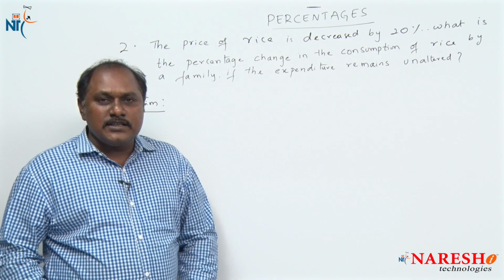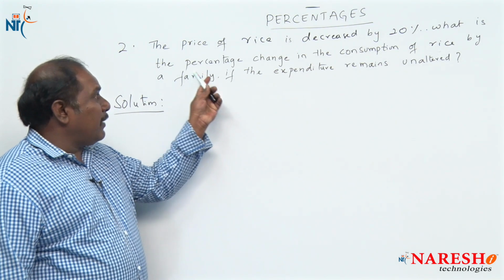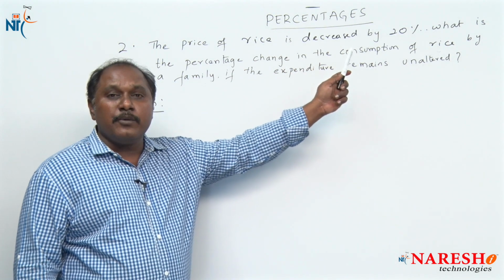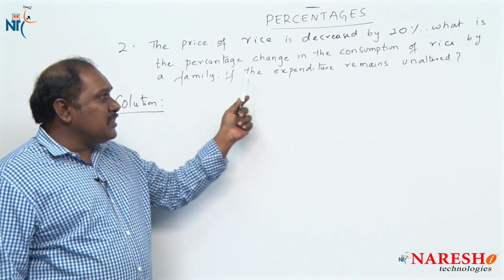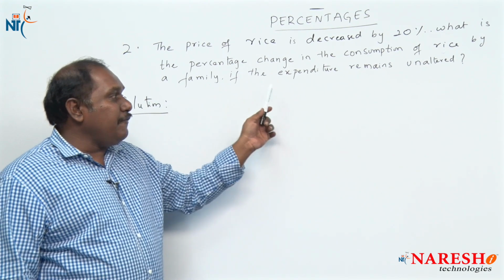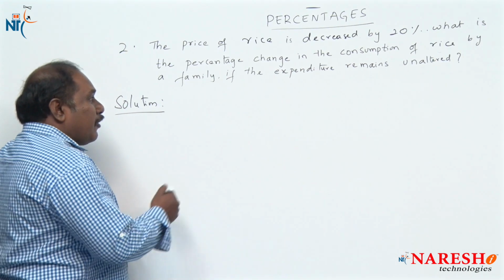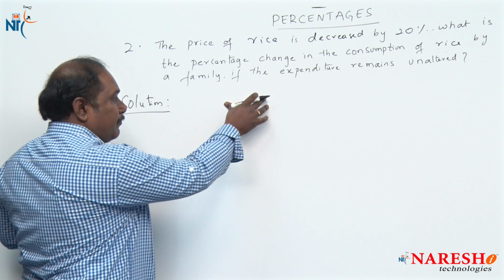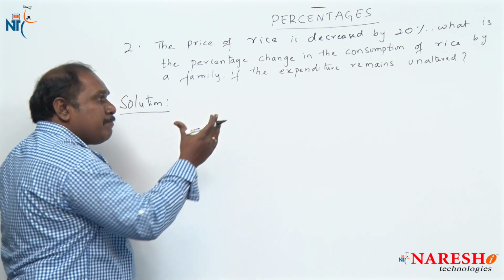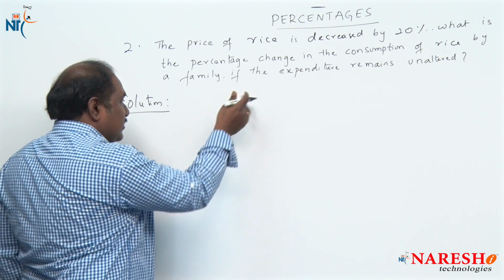Now let us discuss another question of the same model. The price of rice is decreased by 20%. What is the percentage change in the consumption of rice by a family if expenditure remains unaltered? Now here, if I use the formula to solve this problem, in the previous problem price was increased. Now here price is decreased.